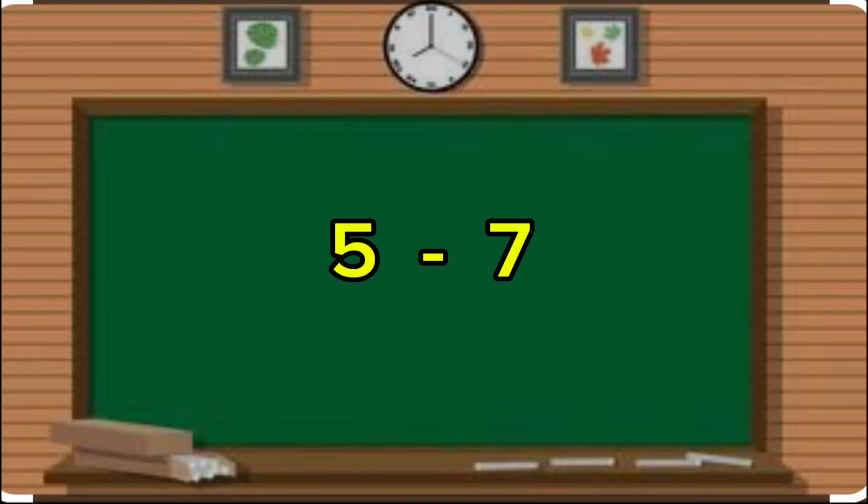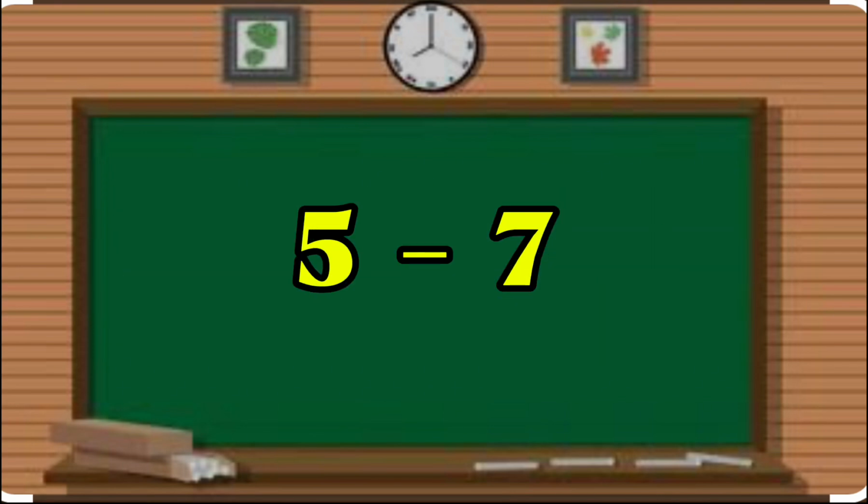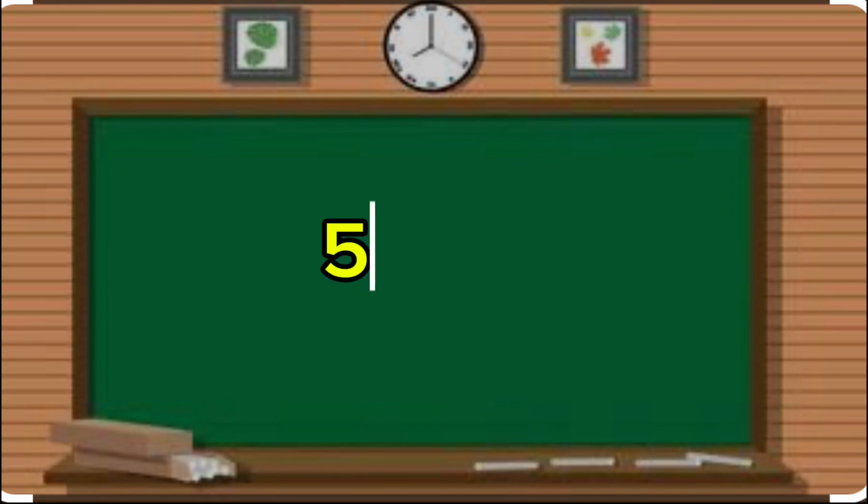Always remember the rule that when subtracting integers, we will change the operation to addition, then get the opposite sign of the subtrahend. So in our example, 5 minus 7, let's change first the operation minus sign into plus sign. Then the next step is to get the opposite sign of the subtrahend. Here, we have positive 7 and the opposite of positive 7 is negative 7.